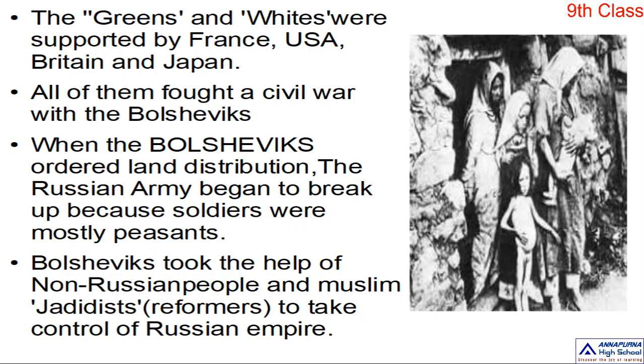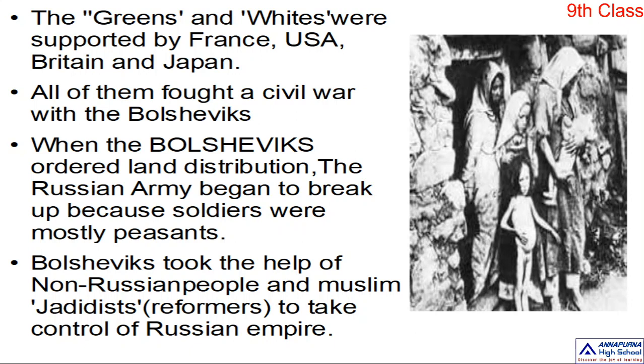Before the October Revolution, the land was in the hands of the big landlords and nobles. Nobles enjoyed the lands in Russia. But when Lenin came to power, he ordered the distribution of the land. When he ordered the land distribution, the Russian army began to break up.